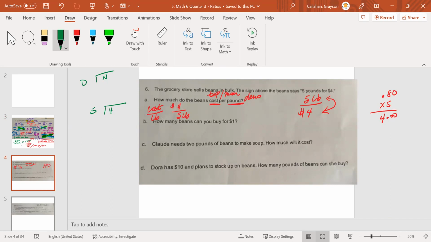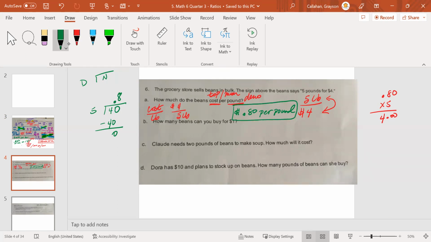Can 5 go into 4? No. So you put a dot and you put a 0. 5 times 8 is 40. So how much is it going to be? It is going to be 0.80 per pound, or you could just put 80 cents per pound. That is your answer. Okay.